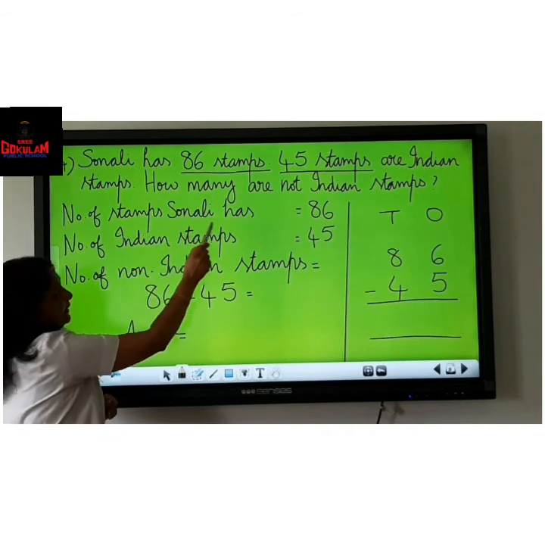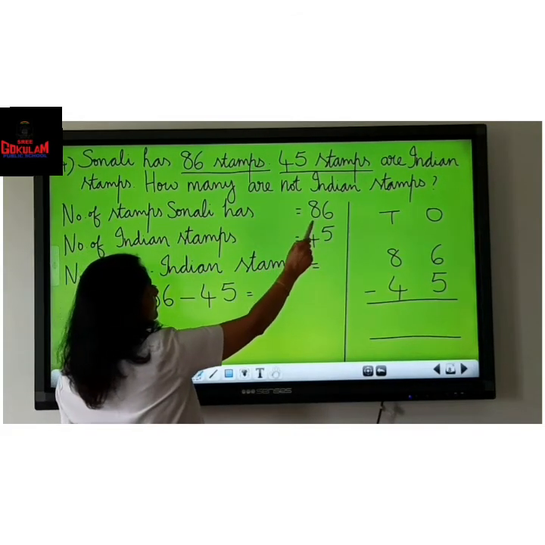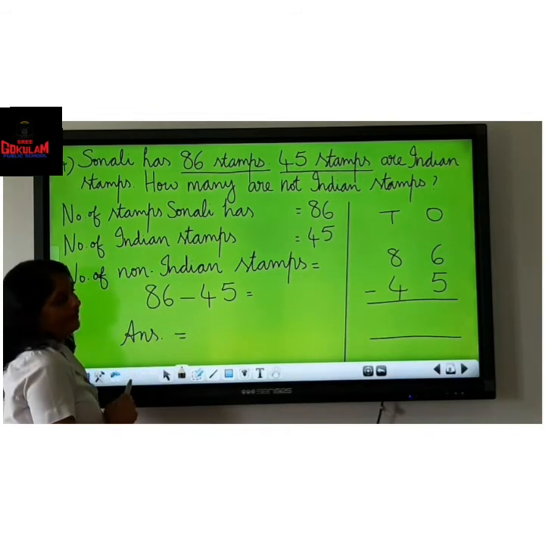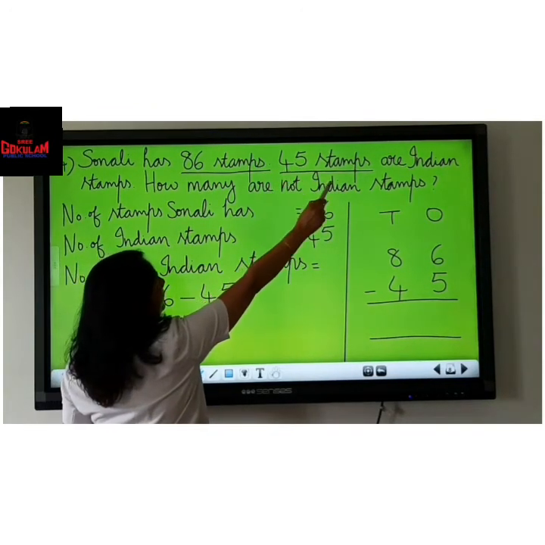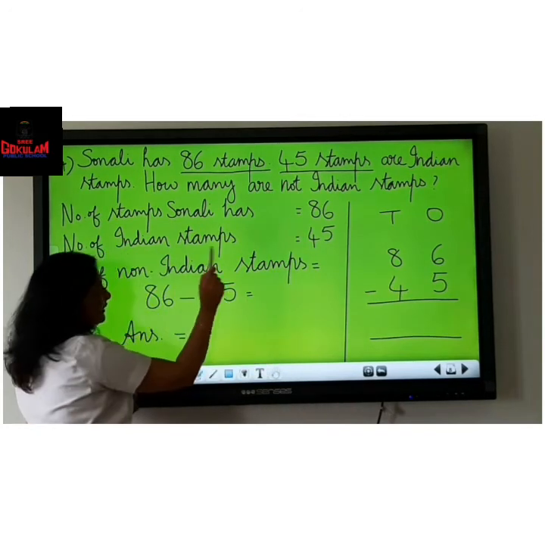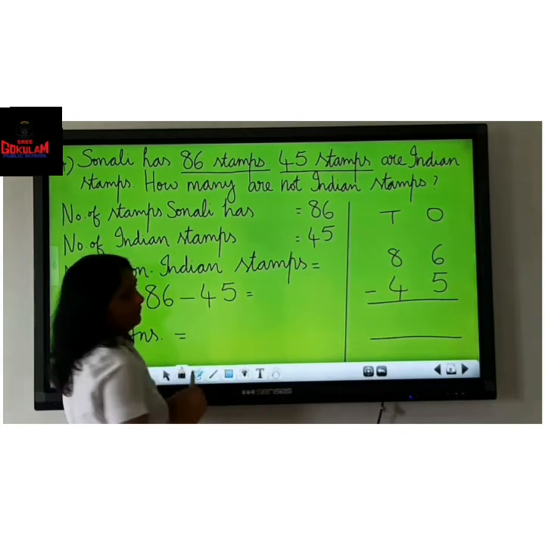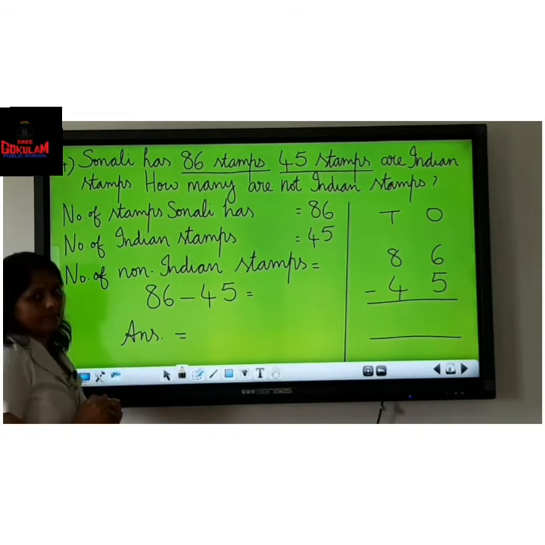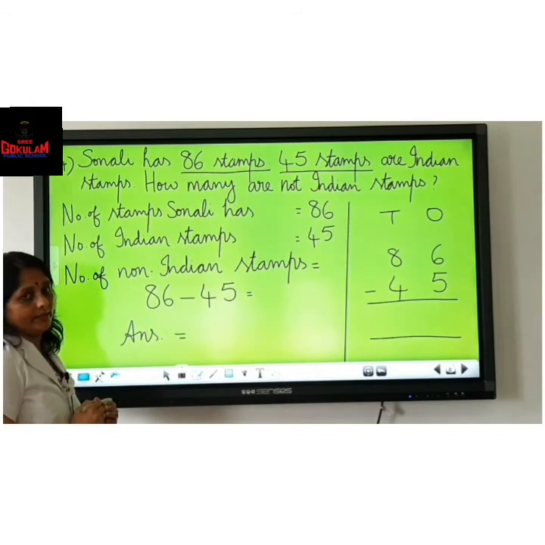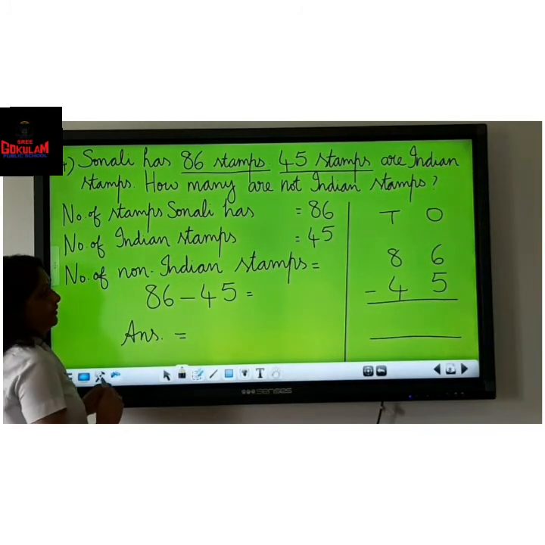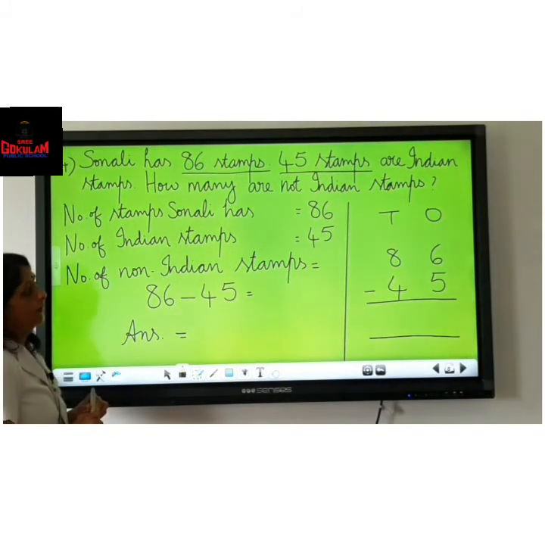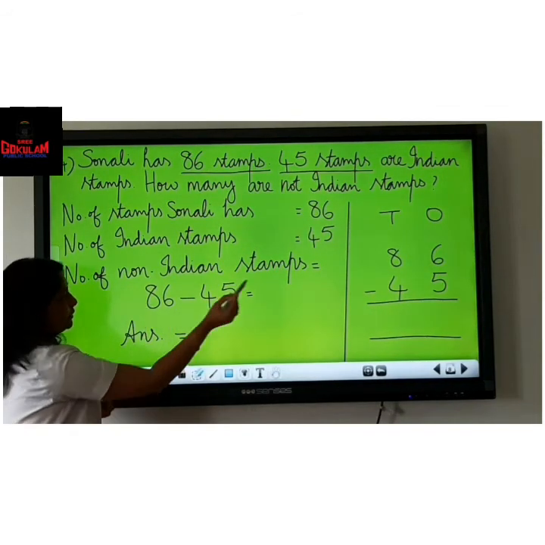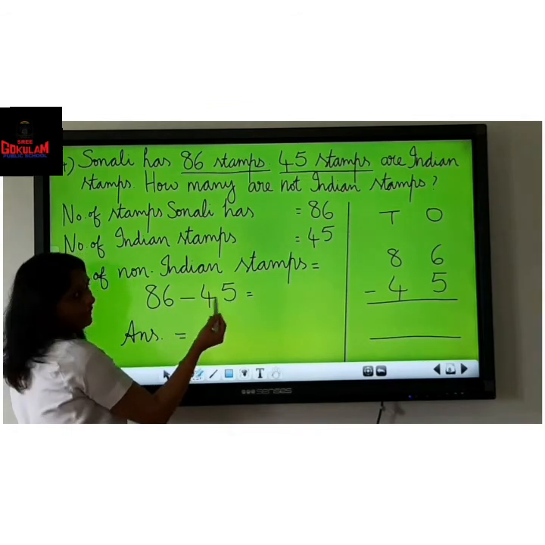Number of stamps Sonali has equal to 86. Number of Indian stamps. Indian stamps 45 stamps. So, number of Indian stamps equal to 45. Therefore, number of non-Indian stamps. The stamps which are not Indian, or non-Indian stamps, we have to subtract 45 from 86. So, let us find out what is 86 minus 45.